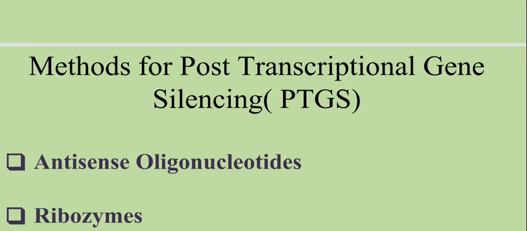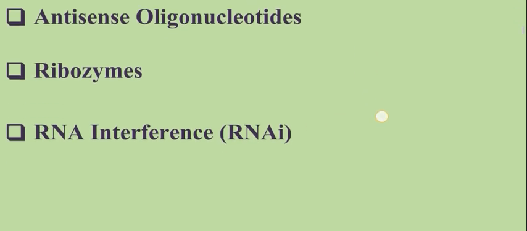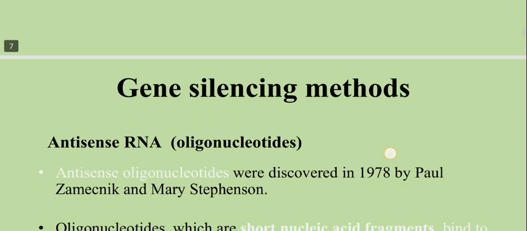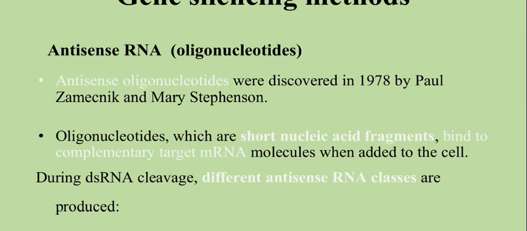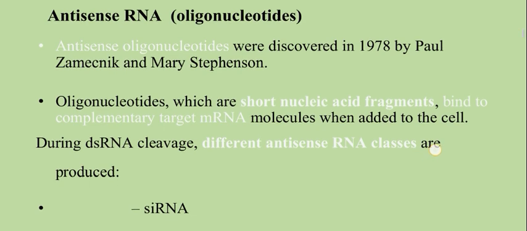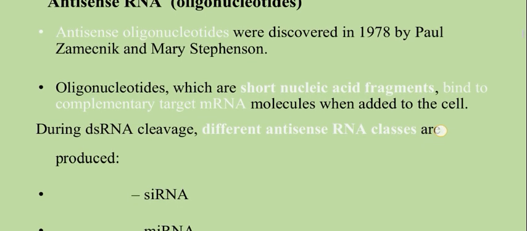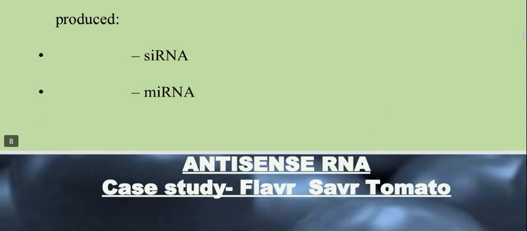Methods of post-transcriptional gene silencing: antisense oligonucleotides, ribozymes, RNA interference. Antisense RNA oligonucleotides. Antisense oligonucleotides were discovered in 1978 by Paul and Mary. So oligonucleotides, which are short nucleic acid fragments, bind to complementary target mRNA molecule when added to the cell. During dsRNA cleavage, different antisense RNA classes are produced: siRNA, miRNA.